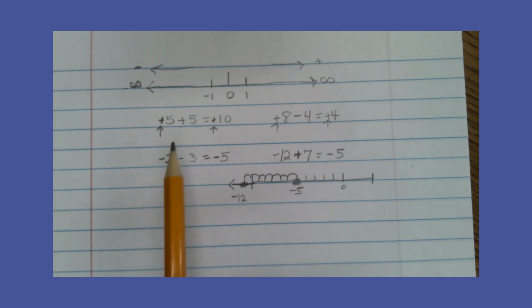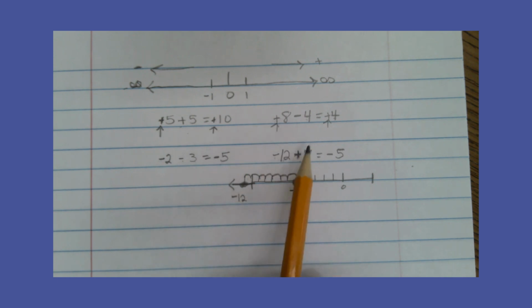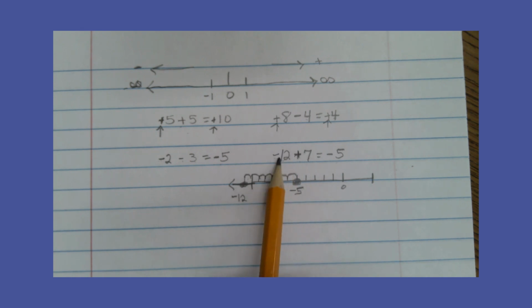So when the signs are the same, you add and take that sign. When the signs are different, you subtract and take the sign of the higher number. And it doesn't matter if the higher number is here or here. You're going to get the right answer.